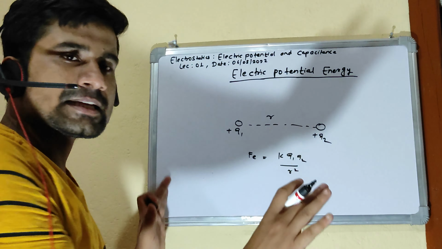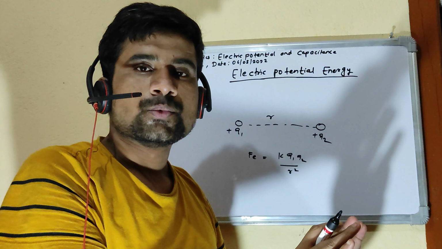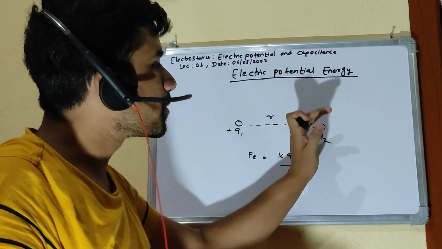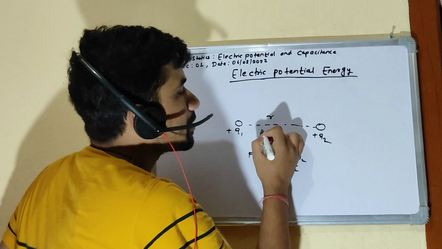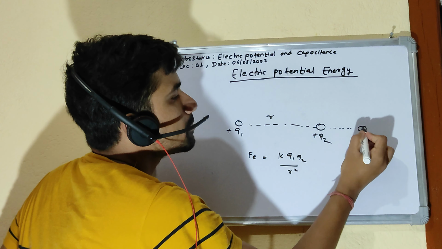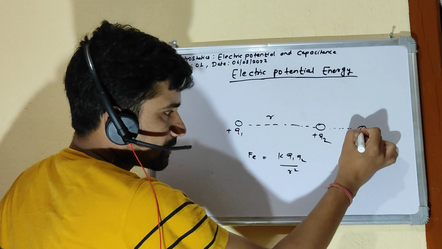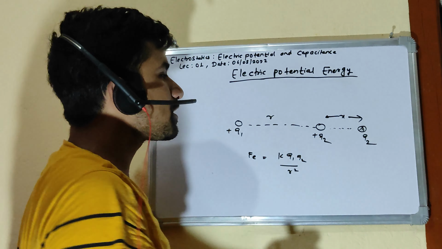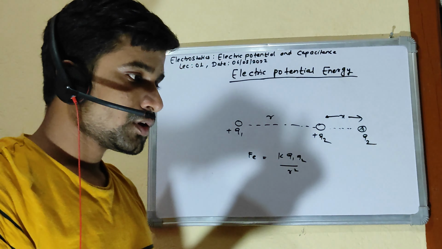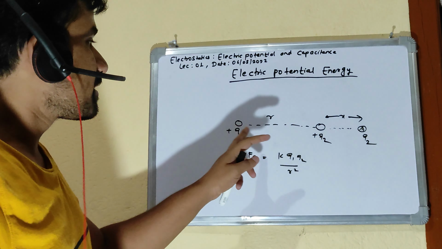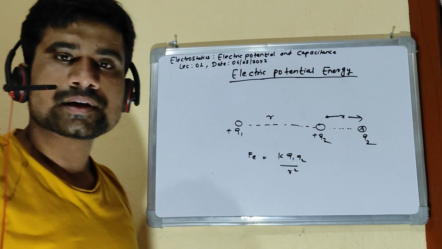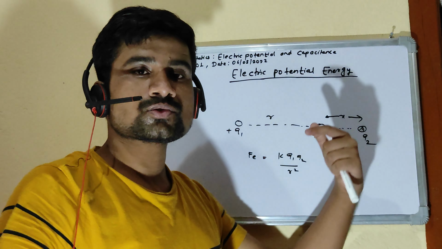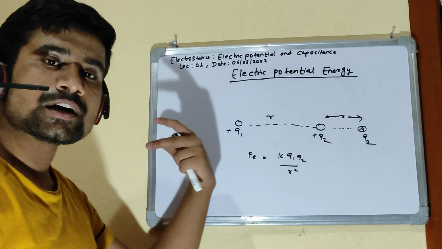Now this is a stable system which has no motion and things like that. But let's say you have to move this particular charge from this point r to some more distance. Let's say this is the new point where q2 has to be shifted, and this is x. So you need to shift q2 by a distance x. As I said, q2 has a force coming from q1, and you have to shift q2 by a certain distance, so you need to overcome that force.